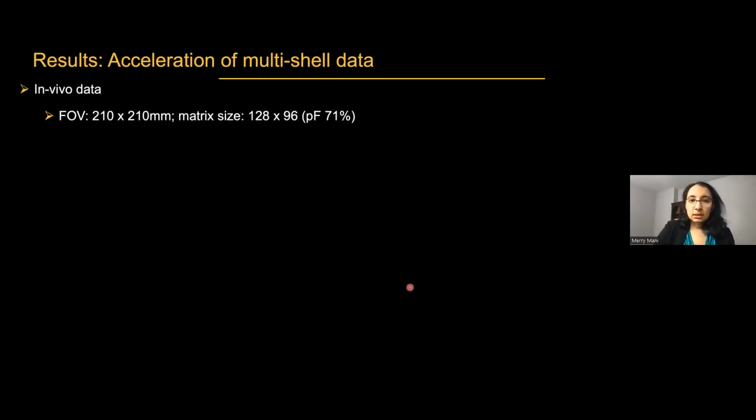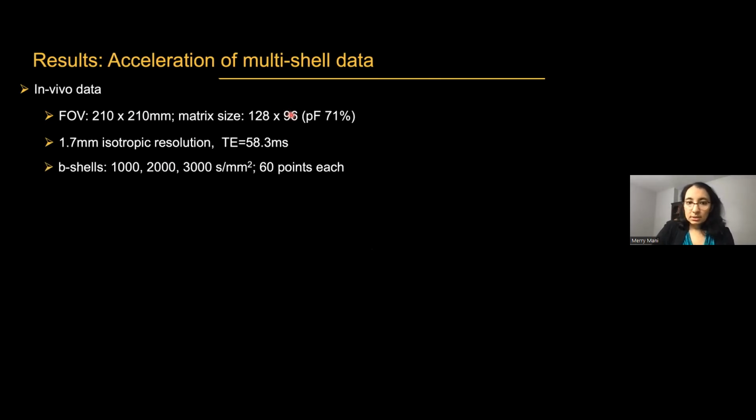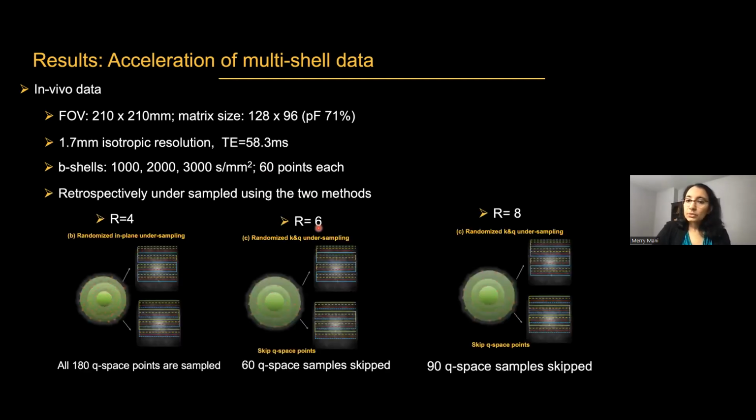So the first data comes from a 3T experiment where I have 1.7 millimeter isotropic resolution from 3 different shells, 60 points each. So I usually collect the fully sampled data, so I have a reference to test my acquisition to, and then retrospectively undersample the data to various acceleration levels. So here I am testing my data at 3 different acceleration levels.